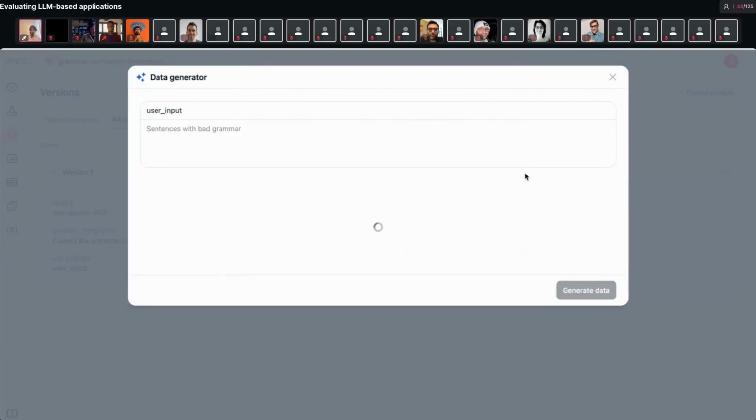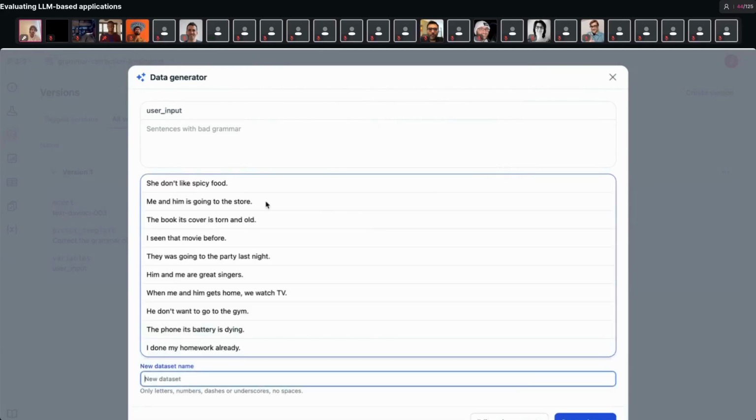So this is going to hit the OpenAI API behind the scenes, and it's going to pull back some examples of sentences that have this characteristic. There are some interesting ones here. If you don't like spicy food, eyeballing this, it seems like these are pretty reasonable examples that we might want our model to perform well on. So let's create a new data set around this called evals.